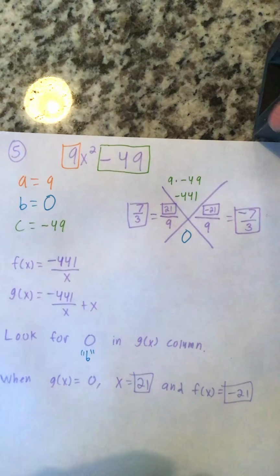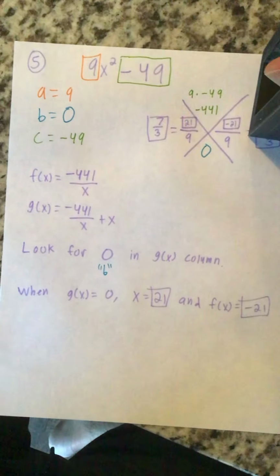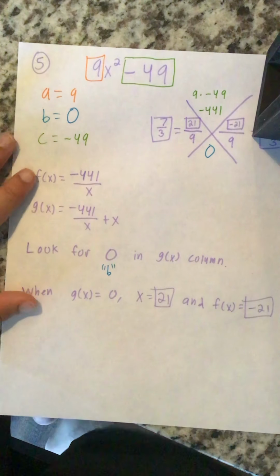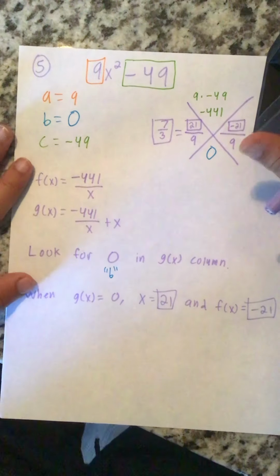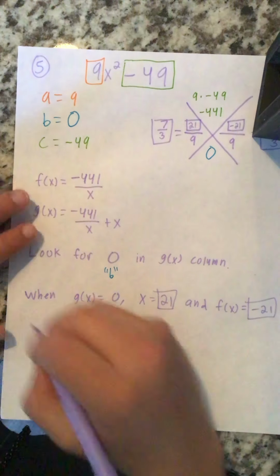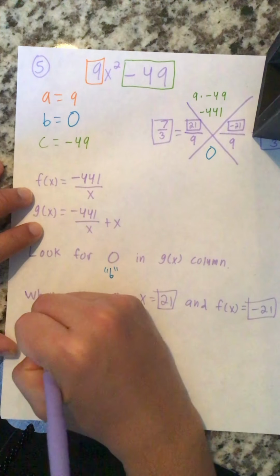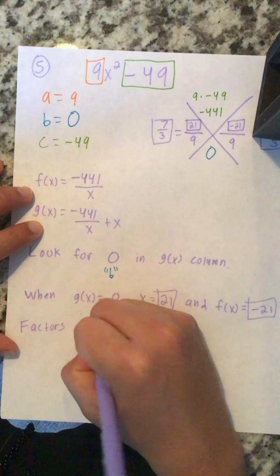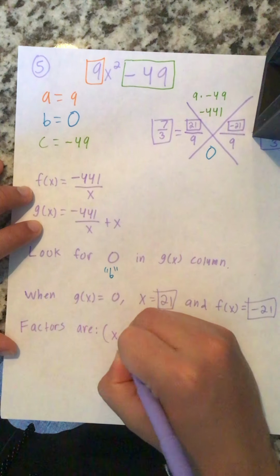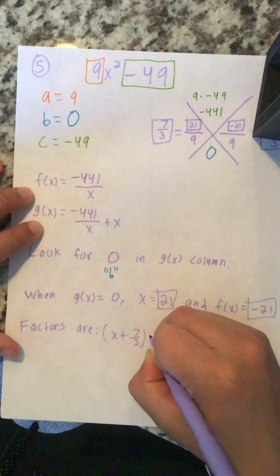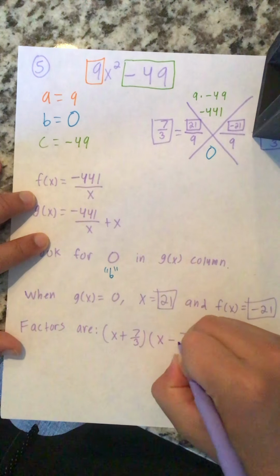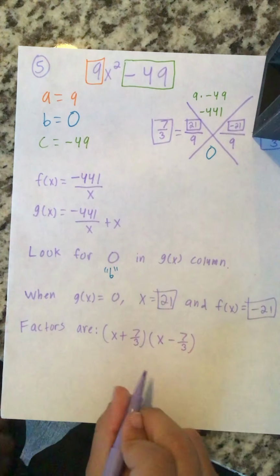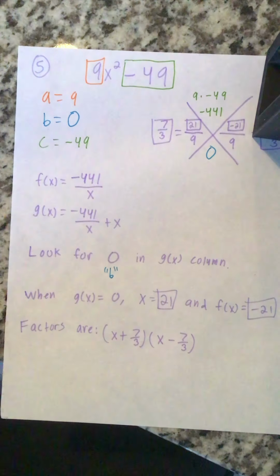So I have two fractions. Now let's write up my factors at the very bottom, if I can get some room. There we go. This seems crooked. That's fine. So the factors are x plus 7 over 3, and I know what we all are thinking, I could just write it the other way, but I'm just going to write it like this, x minus 7 over 3. If you can skip this step, go ahead, but I'm going to write it out for now.